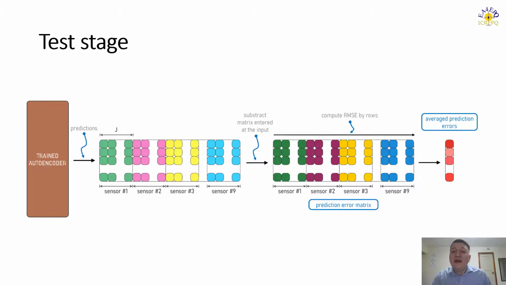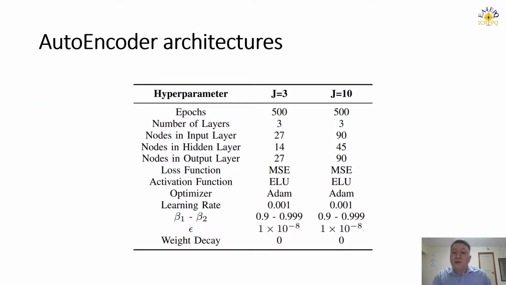As for the computed errors, these are displayed as a matrix. Then we have to transform these to a representative error per row, or tested sample. Before continuing with the explanation, this table summarizes the architectures of the autoencoders for each J value. For example, we see that the numbers of neurons change and the other hyperparameters remain static.